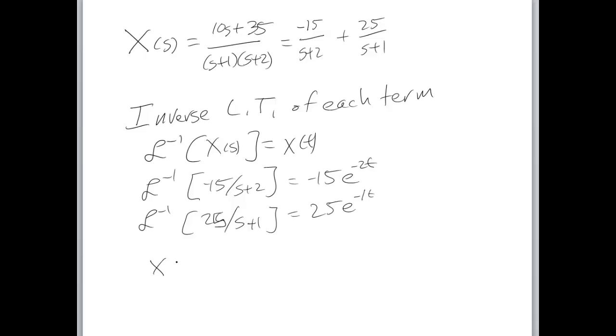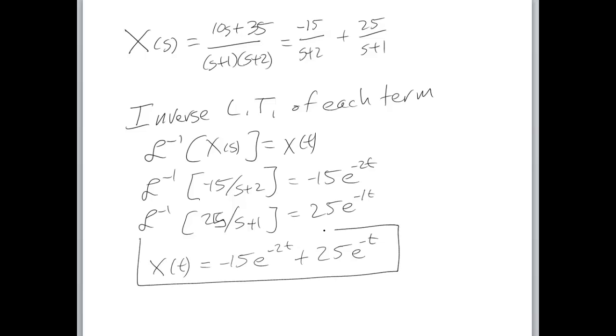So now we can substitute these terms back in, and we have x(t) equals minus 15 e to the minus 2t plus 25 e to the minus t. And that's the solution to our differential equation.